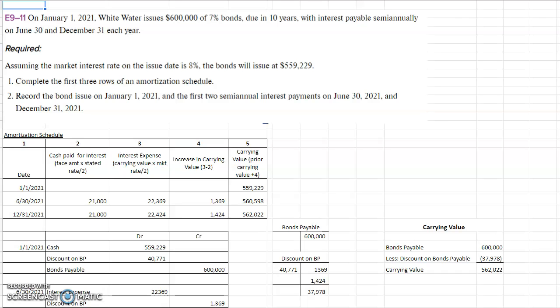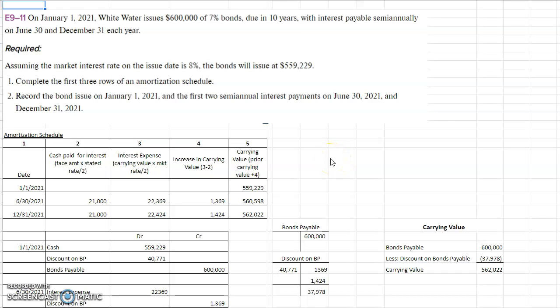Hello. Today we're going to talk about bonds issued at a discount, how those are recorded, and how we calculate the interest expense on a bond that has been issued at a discount. This company issues $600,000 worth of 7% bonds due in 10 years. Interest is payable semi-annually. That's very typical. Most bonds pay interest every 6 months, June 30th and December 31st of each year.